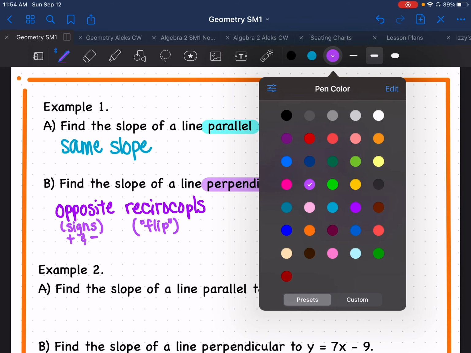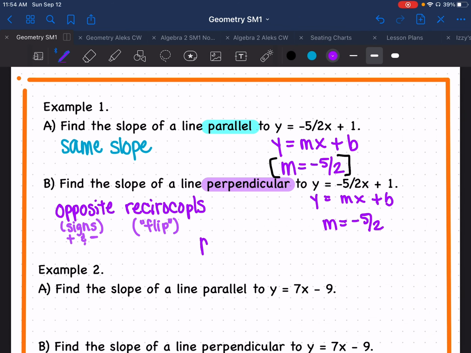So if we're perpendicular, let me go back. My slope for my perpendicular is going to change from negative to positive. The 2 is going to come to the top and the 5 is going to go to the bottom. These two are just going to switch spots. And there we go. There would be my answer, 2/5.